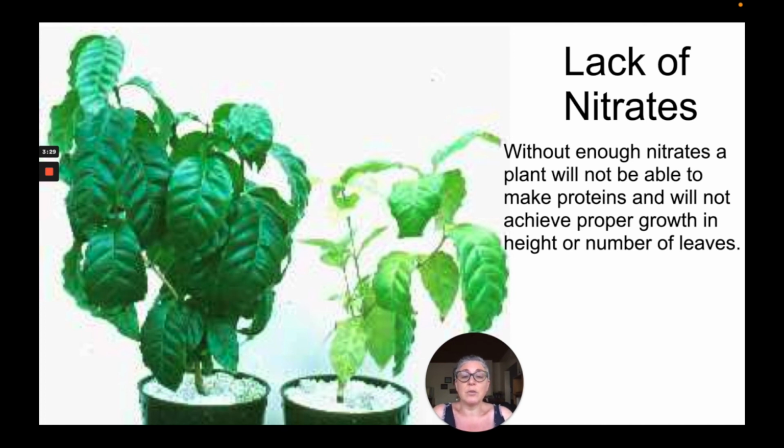And so we can see here the plant on the right is the one that has a nitrate deficiency due to the key points of not having the same number of leaves and not having the same height as the plant on the left.